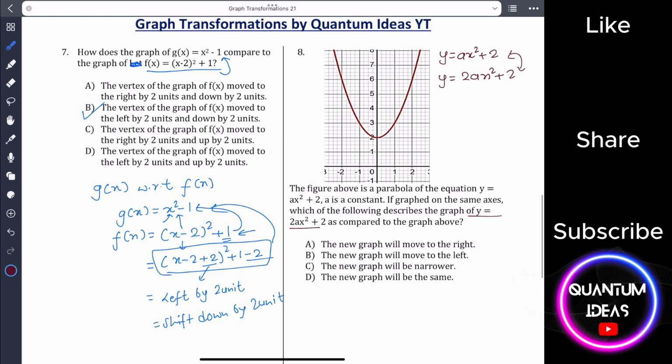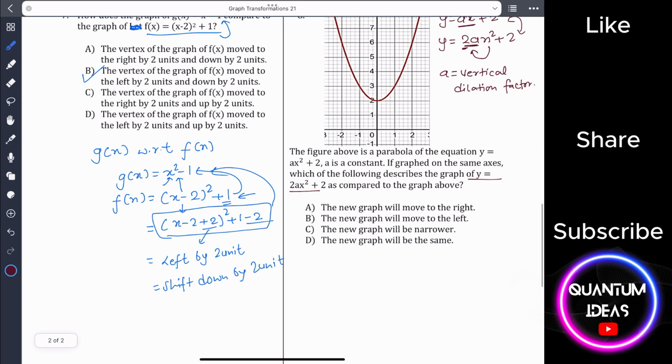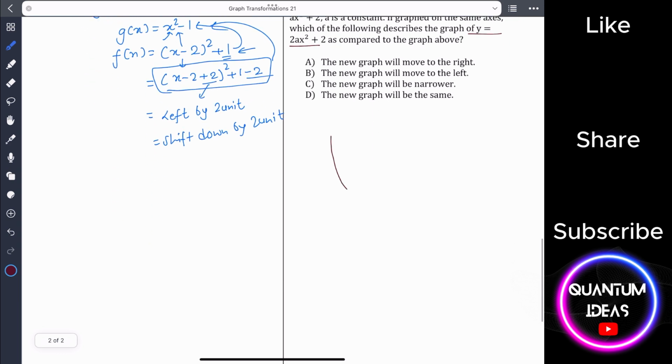So if you compare these two, we have to check what transformation we have applied. You can see we have done nothing except multiply this part by 2. That means the coefficient of x² here is only a, and the coefficient of x² here is 2a. Basically a is called the vertical dilation factor. In this kind of parabola, if the value of a goes on increasing, then the parabola becomes narrower and narrower.